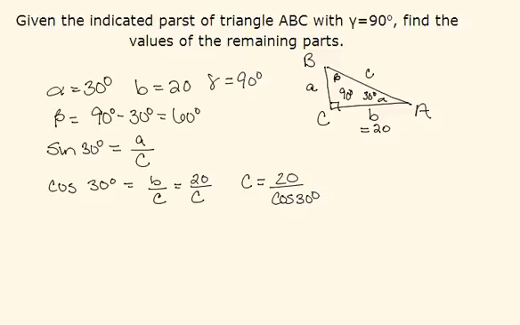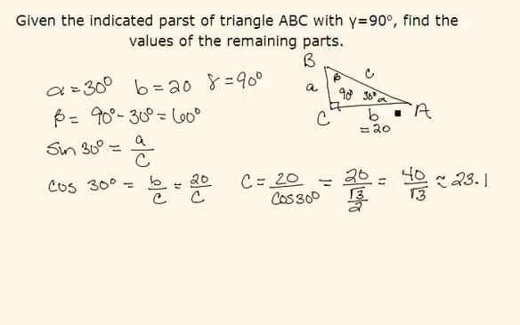Taking our calculator out, well, we don't need our calculator because we know that cosine of 30 degrees is the square root of 3 over 2. Inverting and multiplying, we get c is equal to 40 over the square root of 3, which we could now estimate with our calculator, taking 40 divided by the square root of 3, giving us 23.1. This makes sense because c is our longest side.